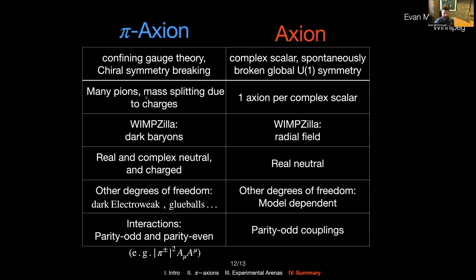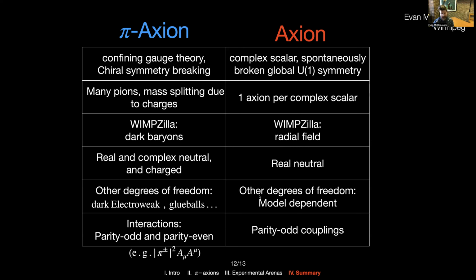And I have a mass splitting that I can calculate, and it's due to the masses of the quarks and the electromagnetic splitting due to the coupling to the photon. Both the conventional axion and the π-Axion have their WIMPzillas. In the regular axion case, you have the radial field, the magnitude of this complex scalar. In the π-Axion, you have the dark baryons. In the axion case, you have this one real neutral scalar, pseudoscalar rather. In the π-Axion case, you have both real and complex neutral degrees of freedom, and also the charged degrees of freedom, like the charged pion.